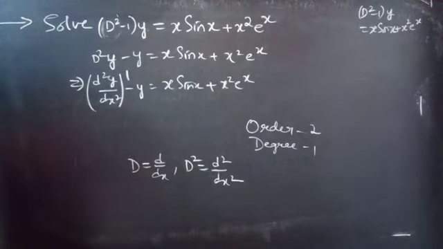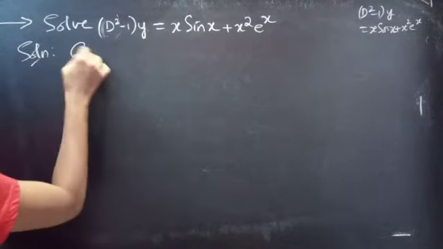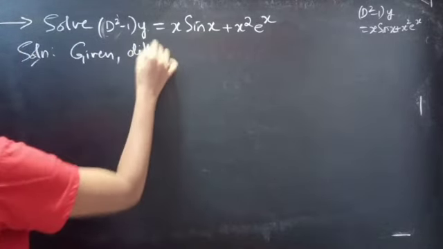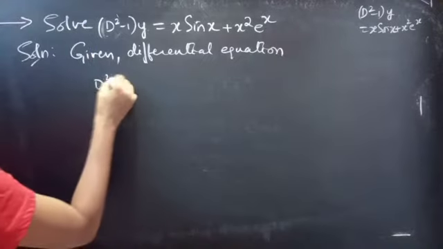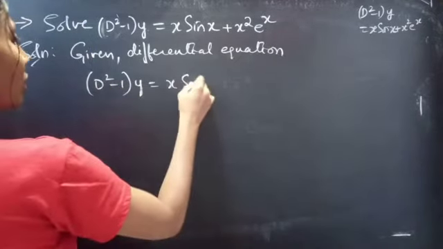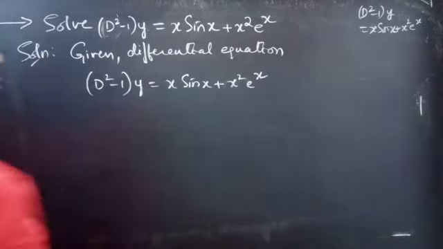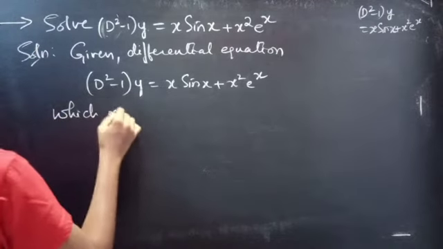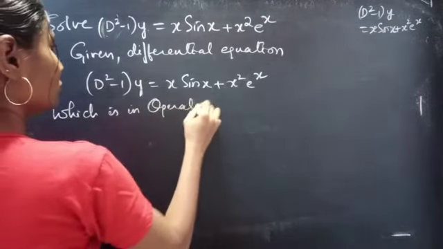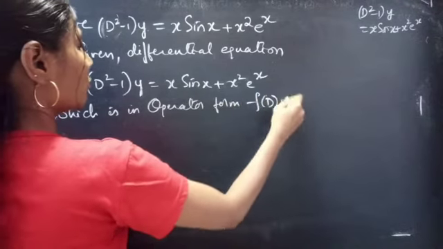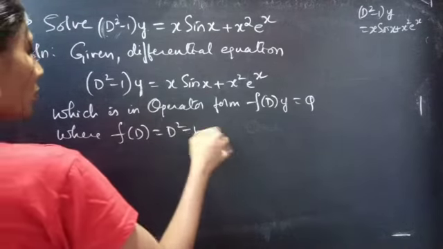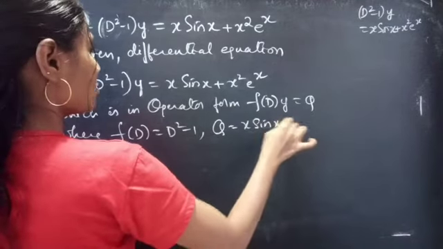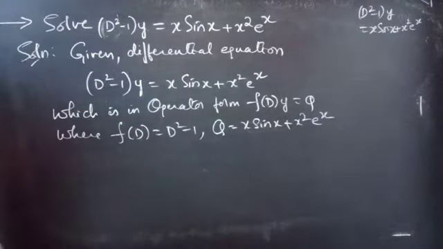Now coming to the problem. The given differential equation, (D square minus 1) y equals x sin x plus x square into e power x, is in operator form: f of D into y equals Q, where f of D equals D square minus 1 and Q equals x sin x plus x square into e power x.